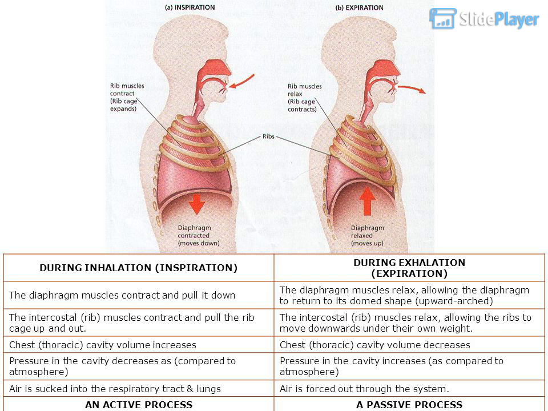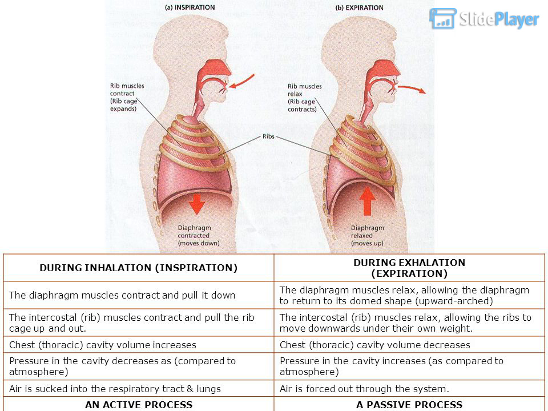During inhalation, inspiration, the diaphragm muscles contract and pull it down. During exhalation, expiration, the diaphragm muscles relax, allowing the diaphragm to return to its dome shape, arched upward. The intercostal, rib, muscles contract and pull the rib cage up and out. The intercostal muscles relax, allowing the ribs to move downwards under their own weight.